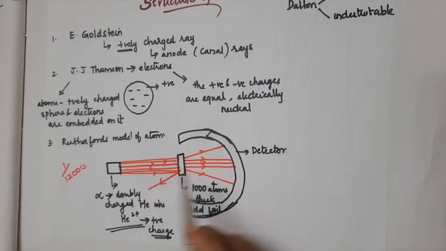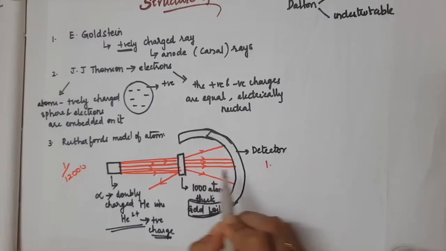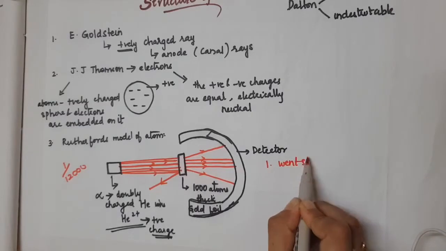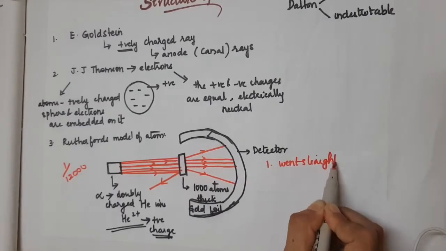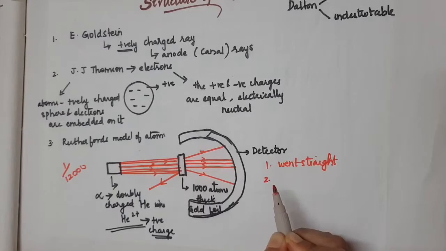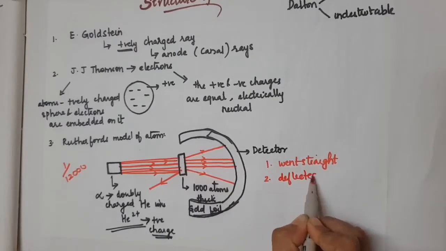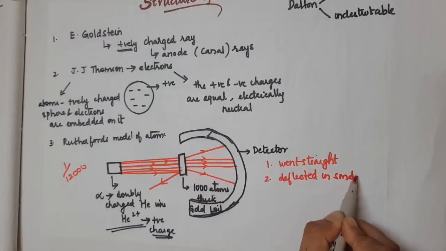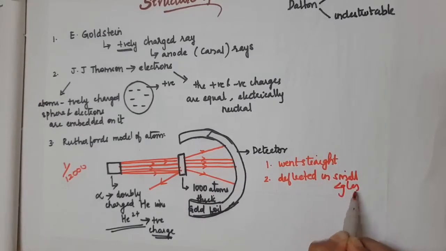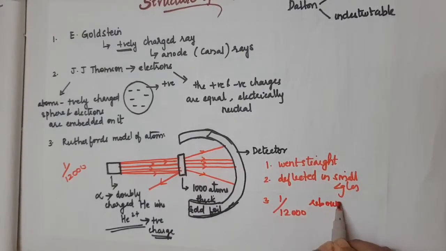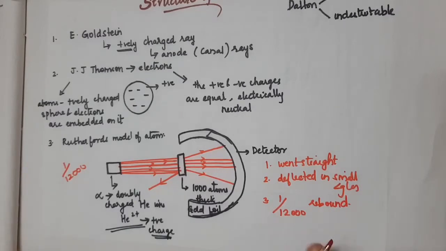So there were three observations. One was that most of the particles went straight. There wasn't any difference at all. The second one was that some particles were deflected in small angles. And third, 1 out of 12,000 rebound back. He was really surprised with the third observation.